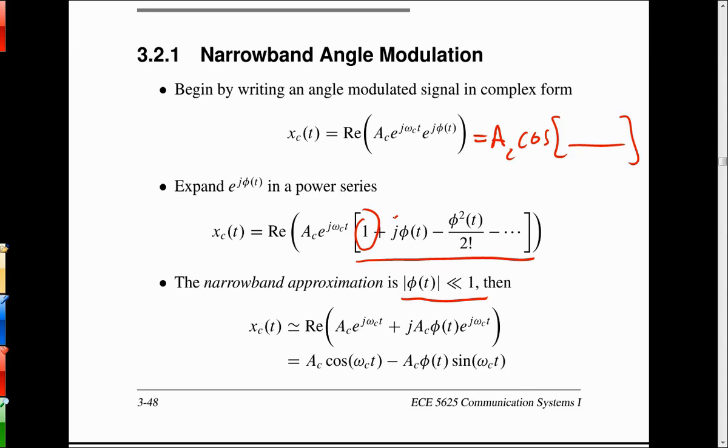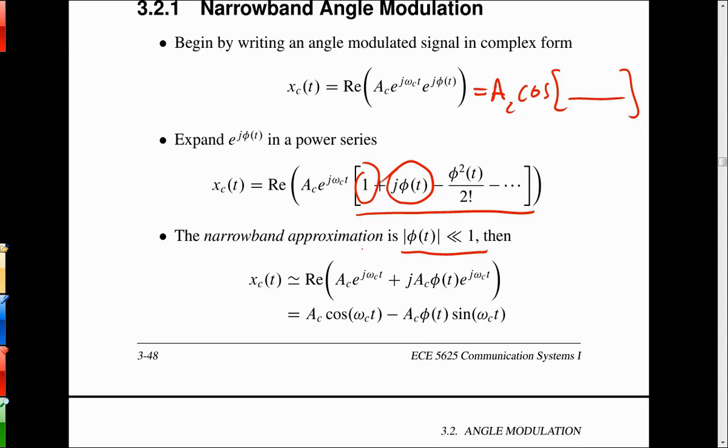How about going one beyond that, include the first two terms, and then assume that phi is small so that if we square it, it gets so small that it's insignificant compared to phi. I'm thinking of, if phi is on the order of 0.1, then phi squared is on the order of 0.01, an order of magnitude below. So you keep the first two terms in the expansion. So this involves two terms, the constant plus phi, or the j phi. And because of that j, that comes out as a sine when you take the real part.